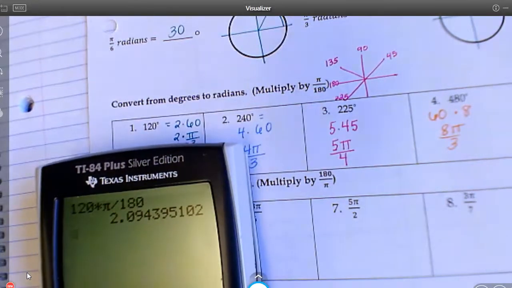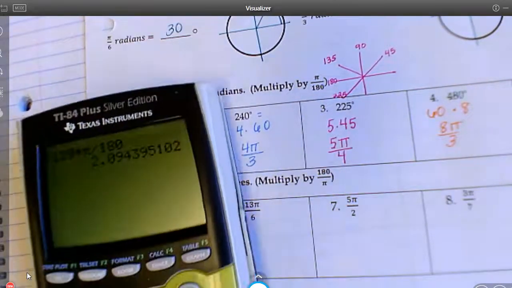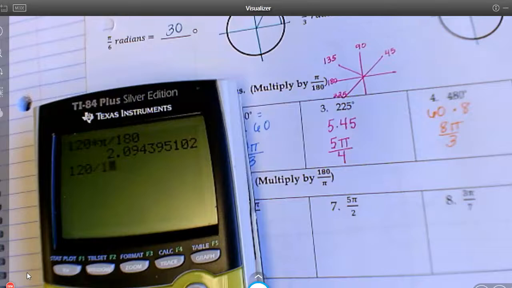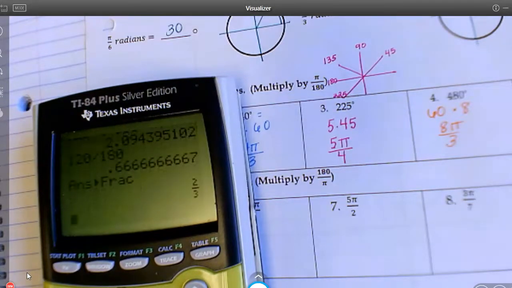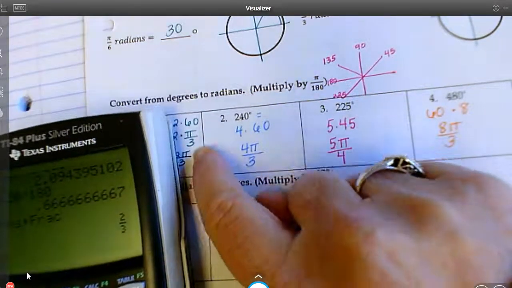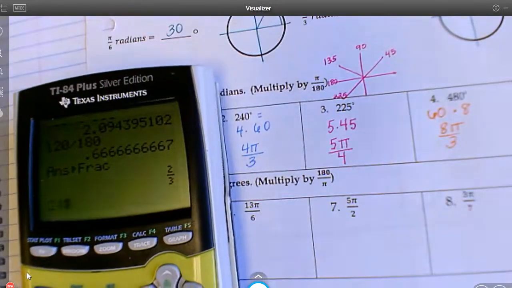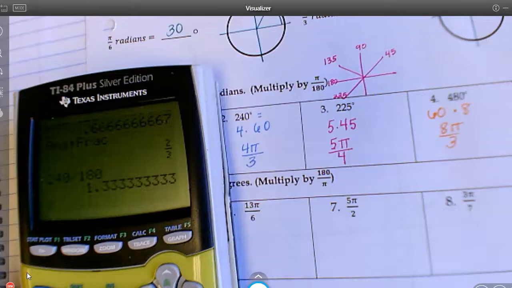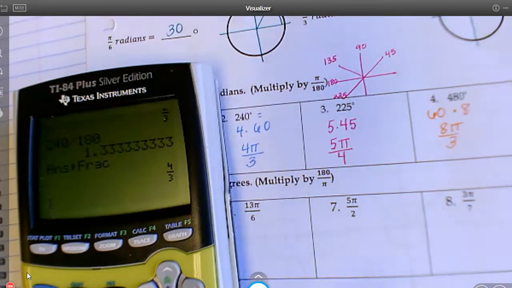Okay? So what I would recommend, if you decide that you don't want to do it the way I just showed you, if you'd rather multiply by pi over 180, do 120 divided by 180. Change it to a fraction. Math, fraction, enter. And then put the pi with it. Okay? So that's 2/3, and then put the pi with it. If I were going to do 240, it would be 240 divided by 180, change it to a fraction, 4/3, and then put the pi with it. So don't just put in pi over 180, divide by 180, and then put the pi with it.